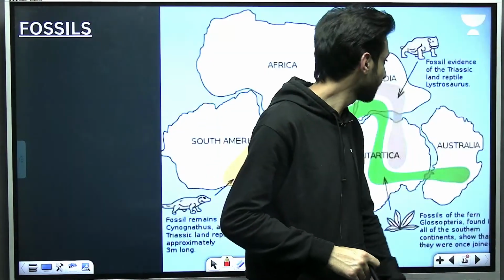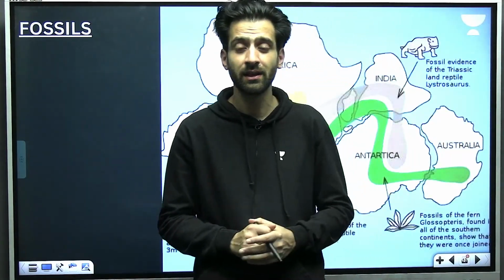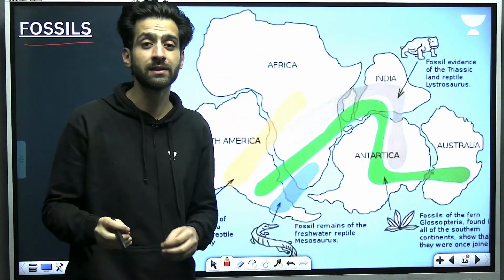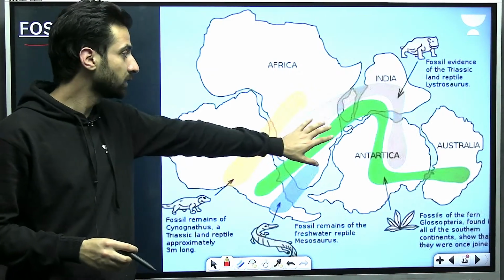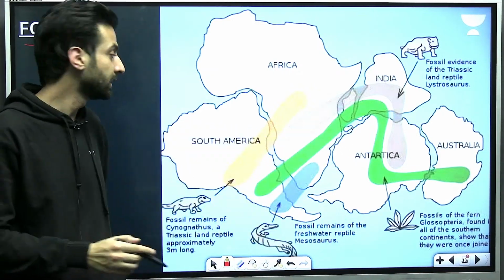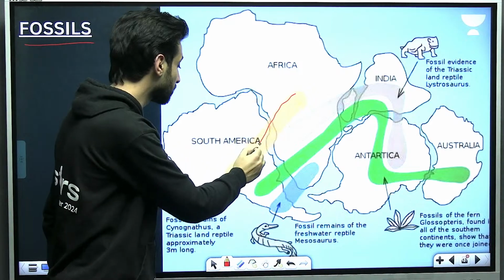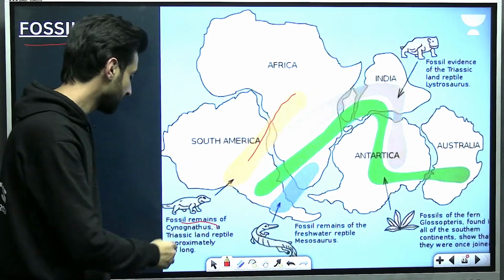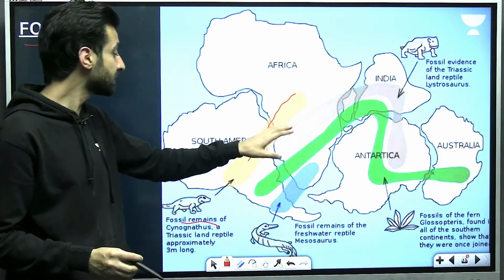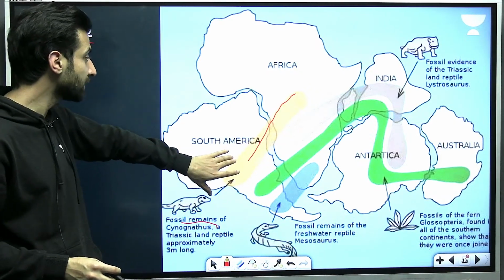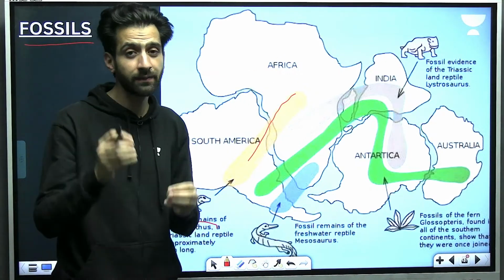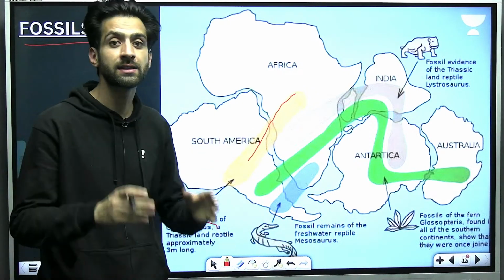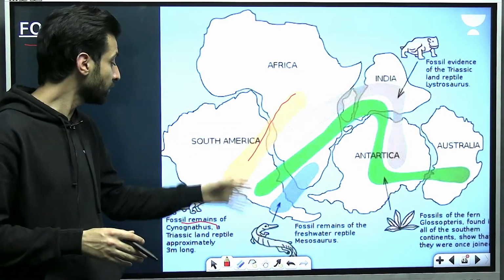Okay, then going to our next part, the fossils. The fossils of a large number of animals and plants have been found, and if you look at this image you will realize the color shown here shows the fossils of this Cynognathus. You can see its fossils were present in South America as well as Africa. But if you look at the map today, you will realize that South America and Africa are separated by the Atlantic. Then how is it possible?